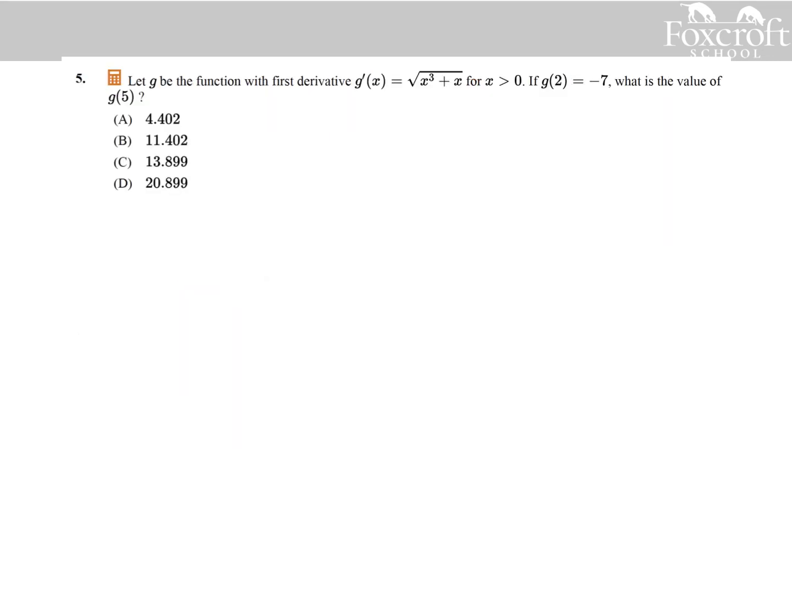All right, let g be a function with first derivative g prime of x is that. If g of 2 equals -7, what is g of 5? So we have this accumulation of change formula that says something like this. Unlike the previous problem when you're using the average value, you don't use the derivative in the integral. In this formula, you do.